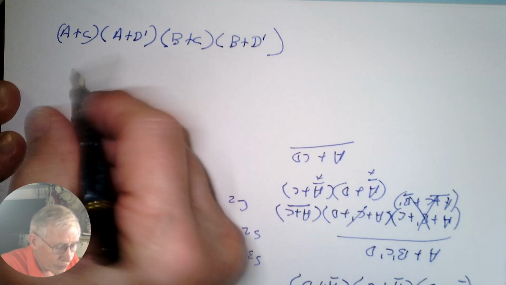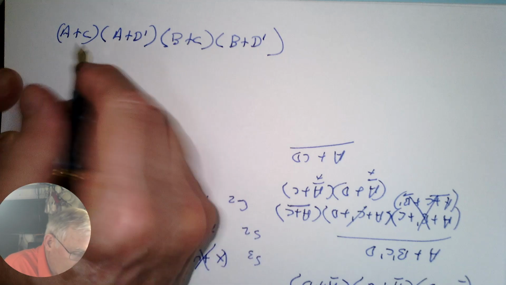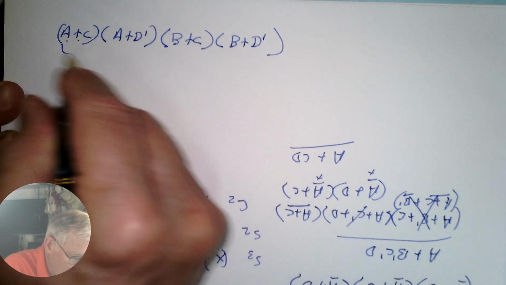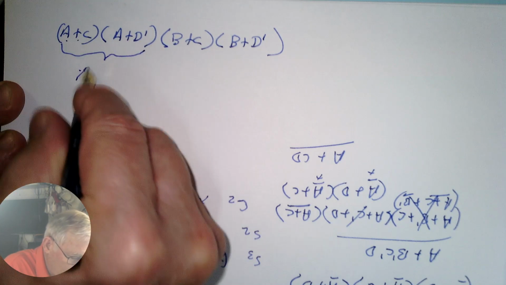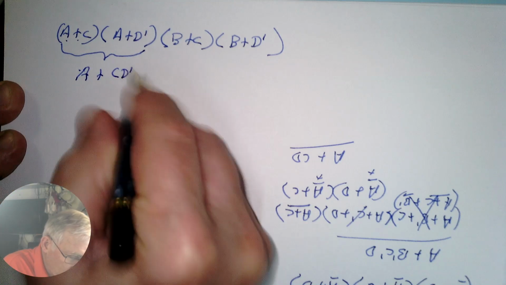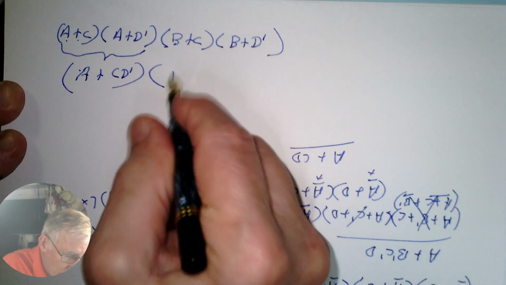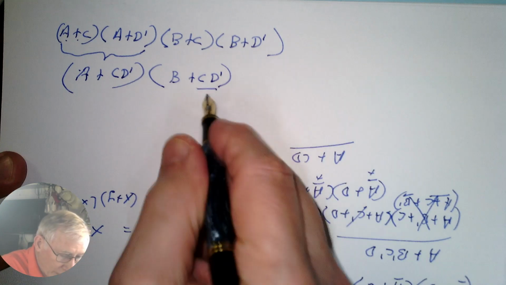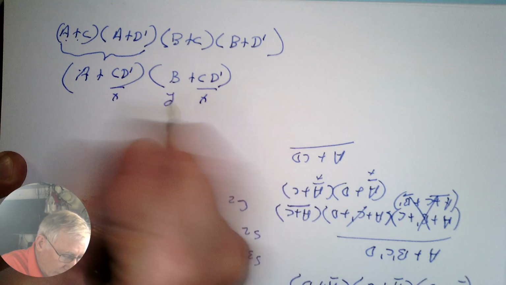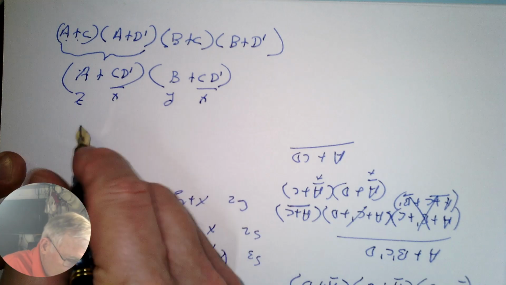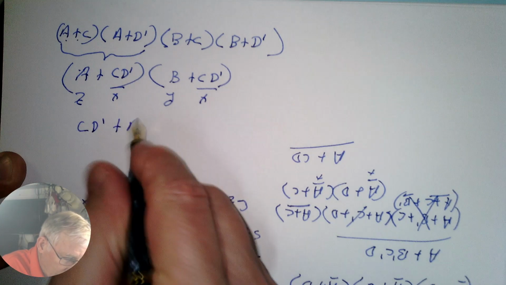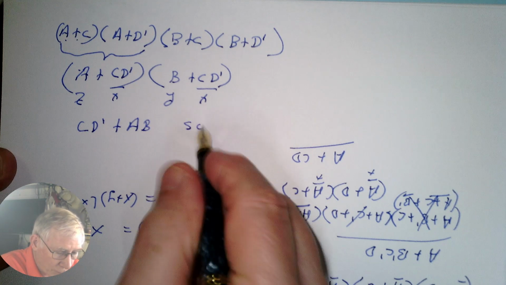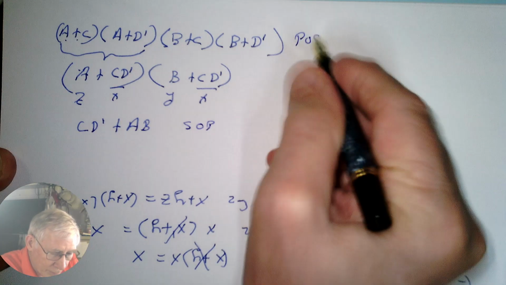Now, you probably can't look at this and see where it's going, so let's just go ahead. We know what we can do with a plus c and a plus d prime, so this part here we can just turn it into (a plus c d prime) quantity times, and here we can just do (b plus c d prime). Now we have x, and this is y, and this is z. So then we can just write that c d prime plus a b. And now it's in SOP form. And here it's in POS. And here it's in mixed.